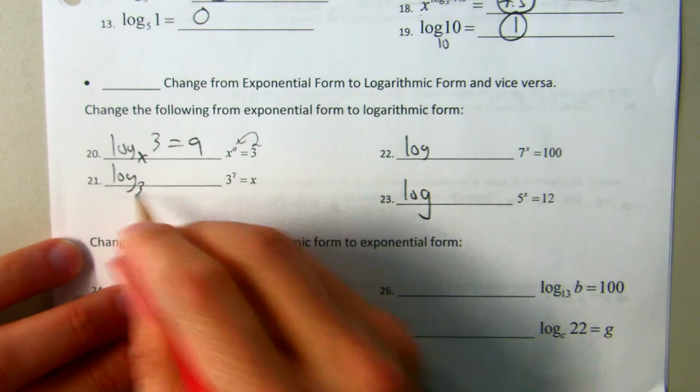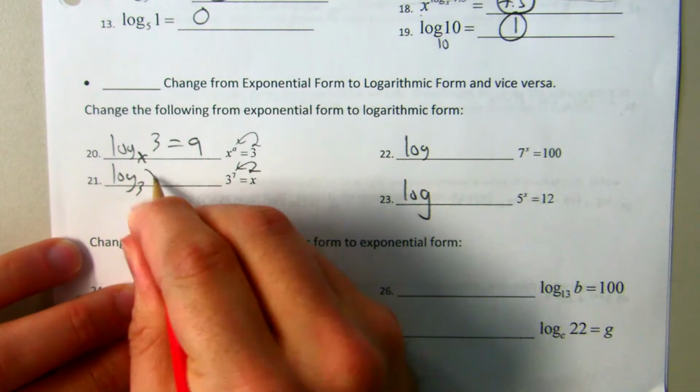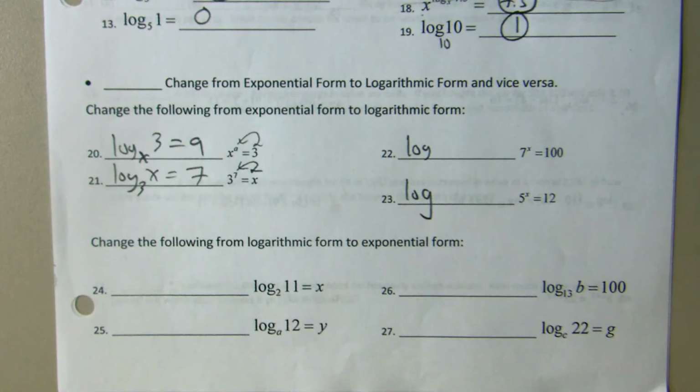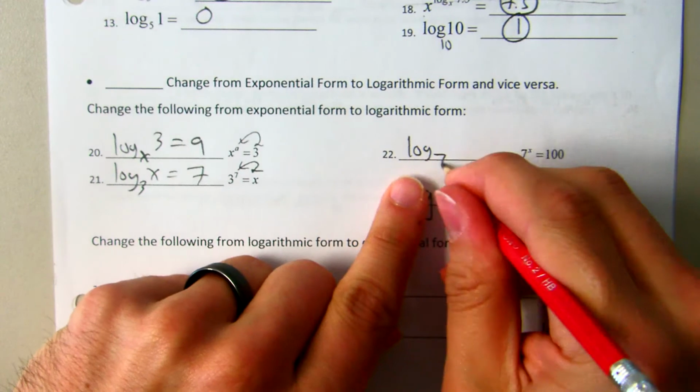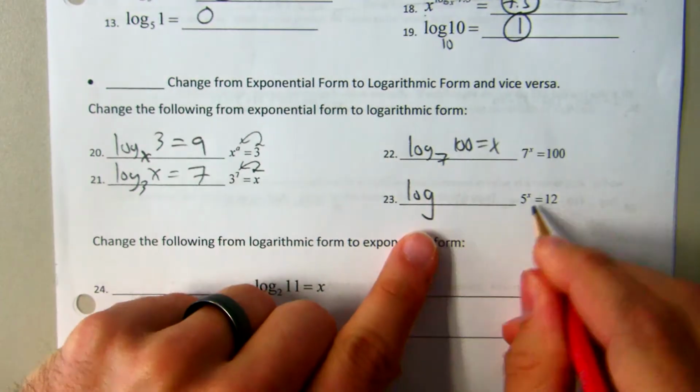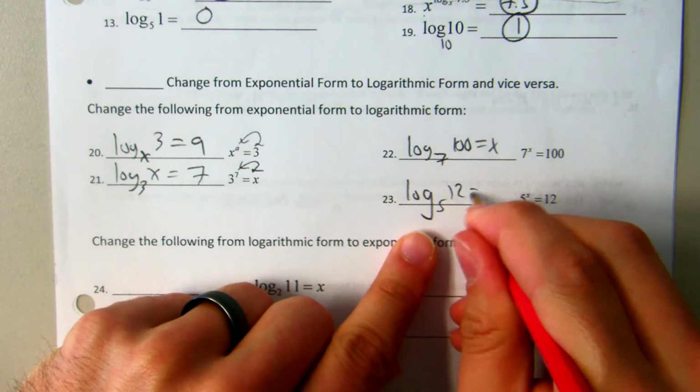3 becomes the base, and 7 and x switch places. We're not asking ourselves if that makes sense. It doesn't have to even be true. We're just showing that we can switch it to the other form. So do log base 7 of 100 equals x, and log base 5 of 12 equals x.